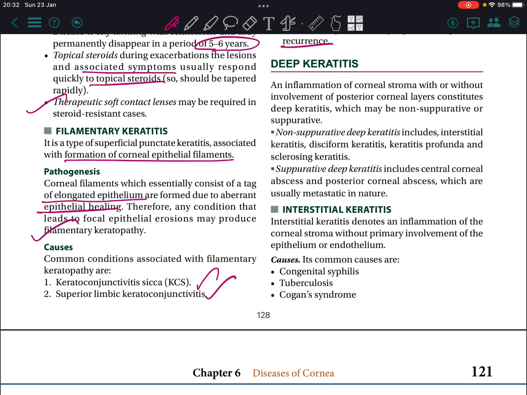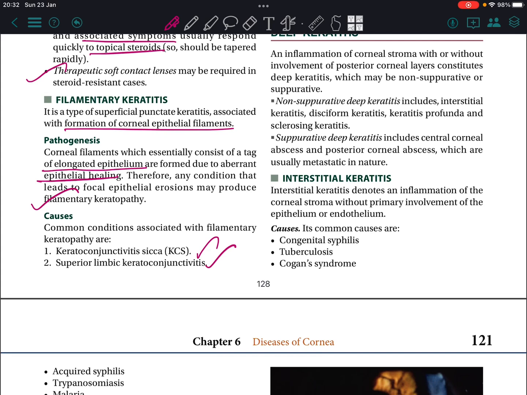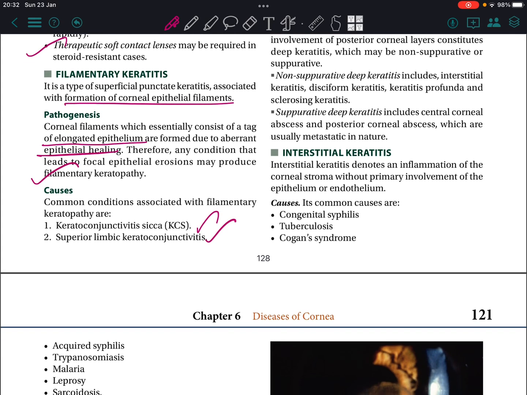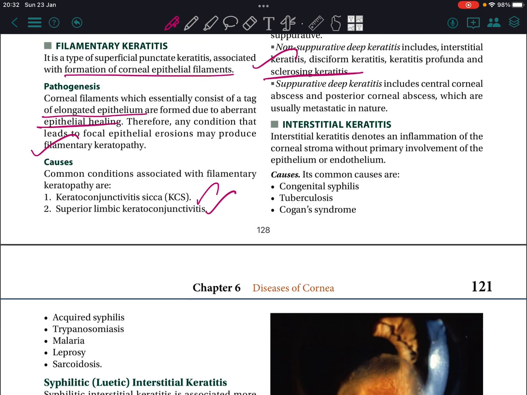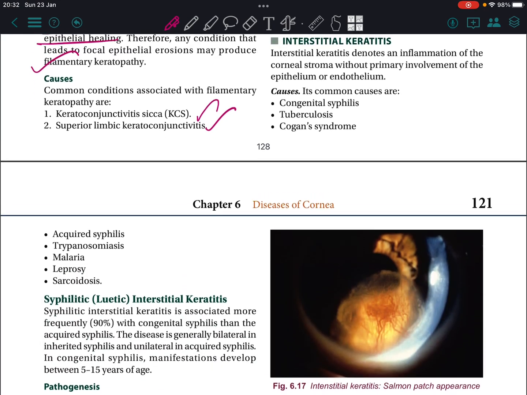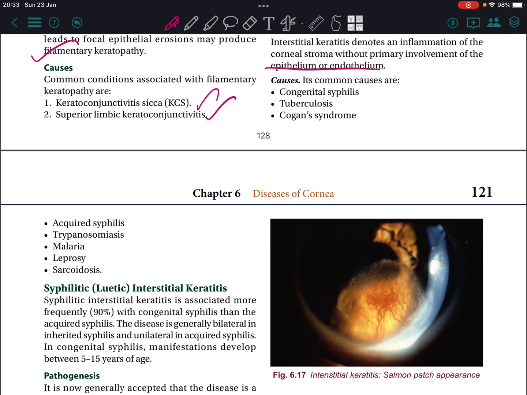Deep keratitis. Inflammation of corneal stroma with or without involvement of posterior corneal layers constitutes deep keratitis, which may be non-suppurative or suppurative. Non-suppurative deep keratitis includes interstitial keratitis, disciform keratitis, keratitis profunda, sclerosing keratitis. Then suppurative deep keratitis. Interstitial keratitis denotes inflammation of corneal stroma without primary involvement of epithelium.